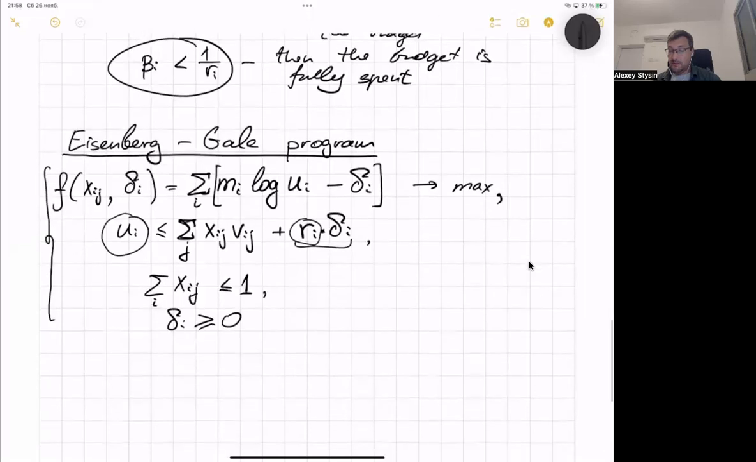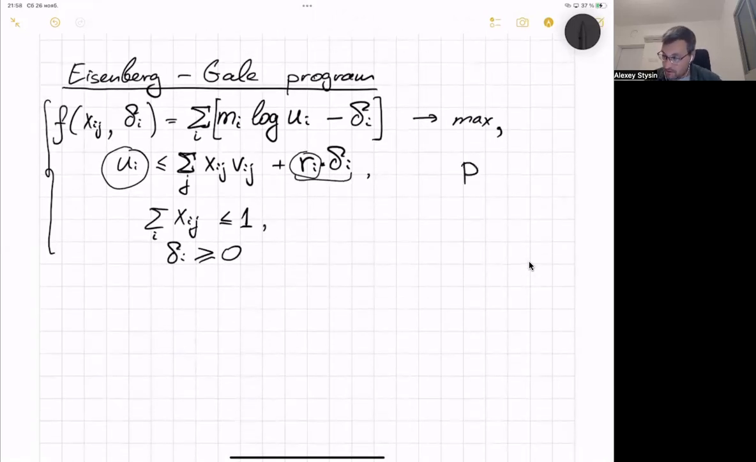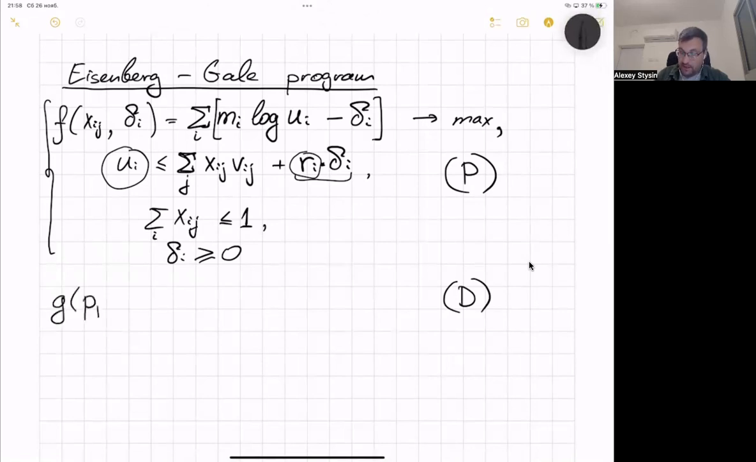And to understand how it gives us all the properties that we want and where those pacing multipliers are, we should actually consider the dual program. So this will be the primal program, and now we need to derive the dual program. I will write it out and then we will derive this. So the dual program will be for prices and pacing multipliers.